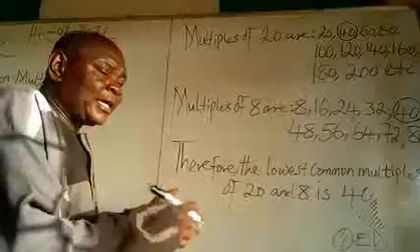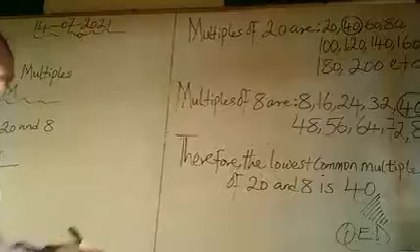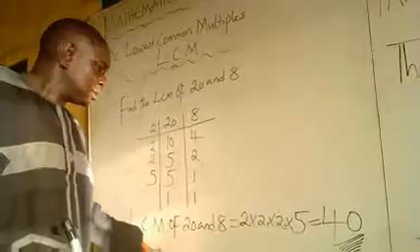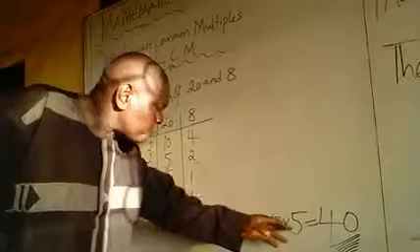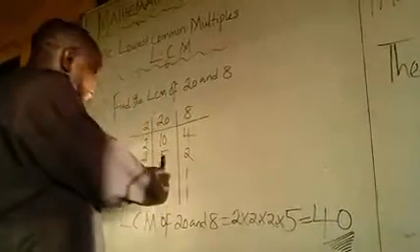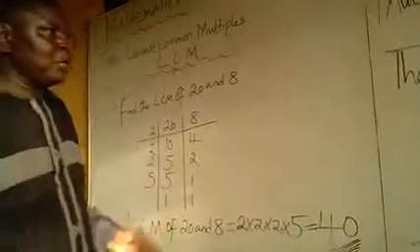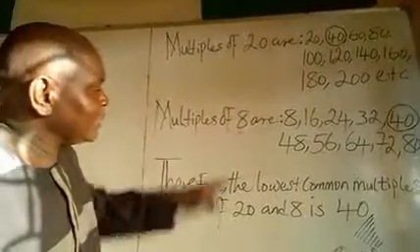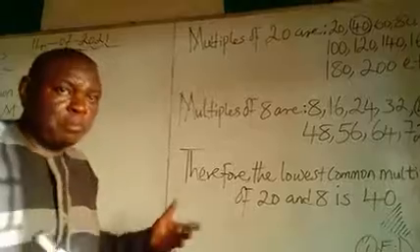If you want to check if really the problem is solved or not, go back to where we calculated our LCM in the first place. LCM of 20 and 8 equals 2 times 2 times 2 times 5. The answer is 40. Based on our calculation using this table, we have 40 as our LCM. Going to the multiples of 20 and the multiples of 8, we also got 40 as our LCM, lowest common multiple or least common multiple.